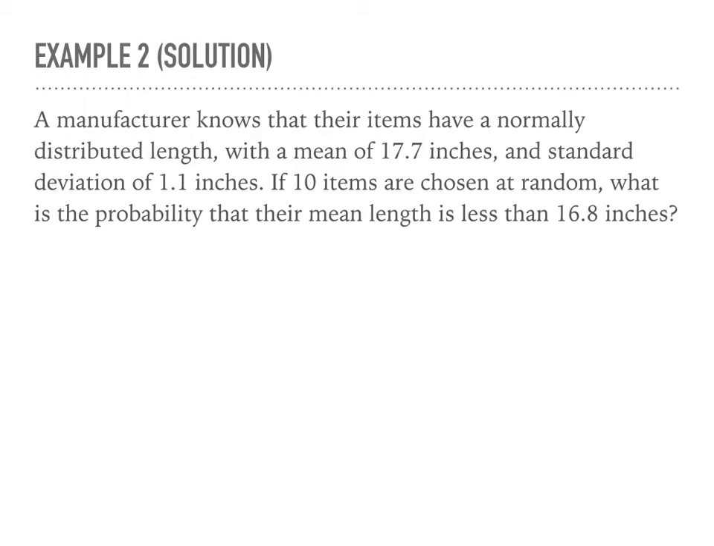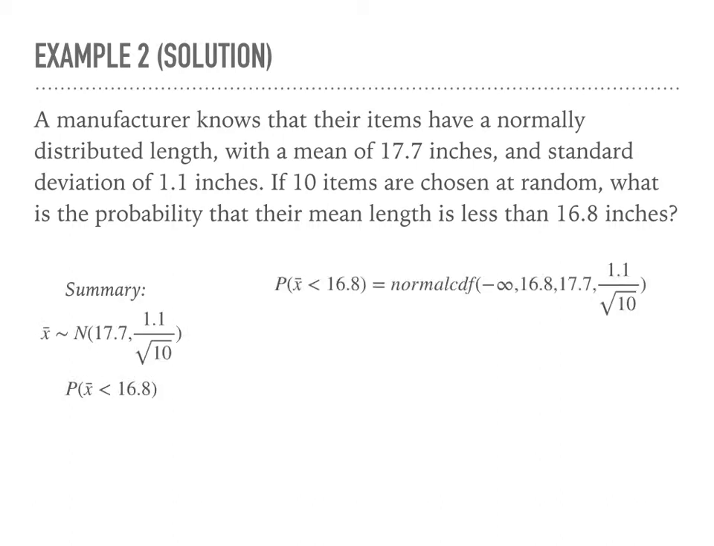Checking out another example here, a manufacturer knows that their items have a normally distributed length with a mean of 17.7 inches and a standard deviation of 1.1 inches. If 10 items are chosen at random, what is the probability that their mean length is less than 16.8 inches?